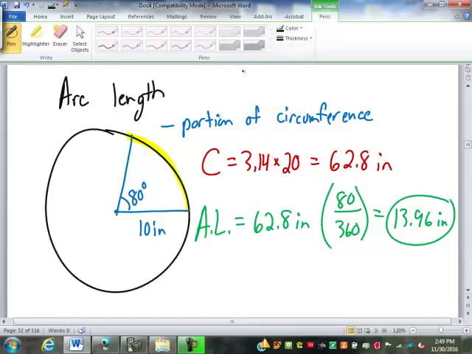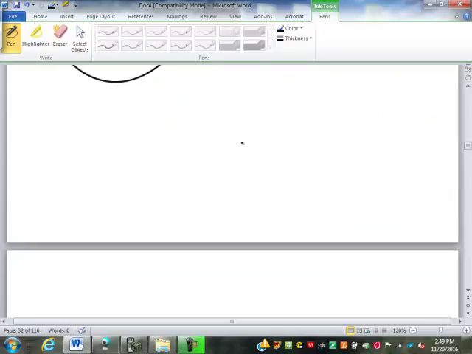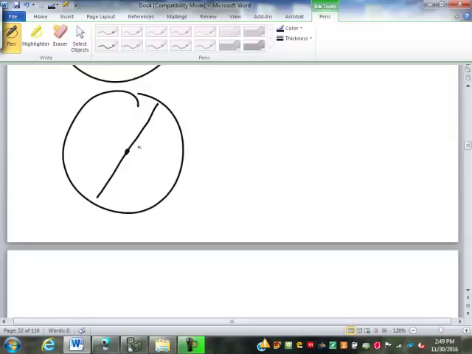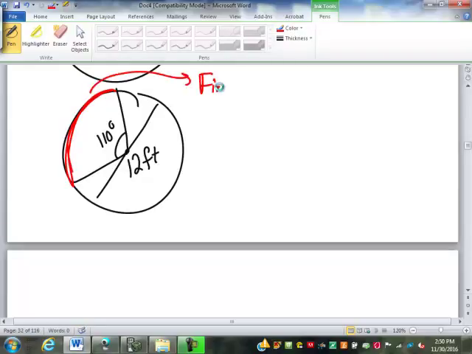So I'm going to have you guys try one. I'm going to give you a circle with a diameter of 12 feet. And we're going to look at a section here that is 110 degrees. I want you to find the length of that arc. So I'll give you a couple minutes to find that again.